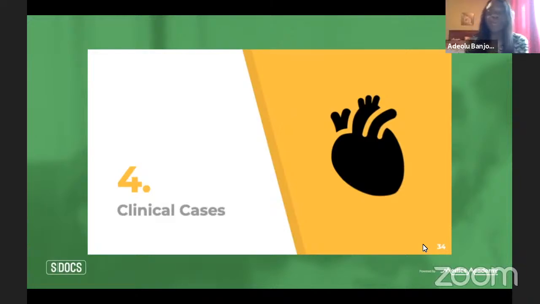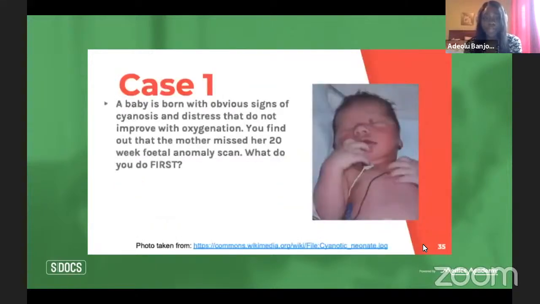So now on to the last part, which is all just some clinical cases for you to apply the knowledge you've learned from part 1 and part 2. So the first case, case 1: a baby is born with obvious signs of cyanosis and distress that do not improve with oxygenation. You find out that the mother missed her 20-week fetal anomaly scan. What do you do first?